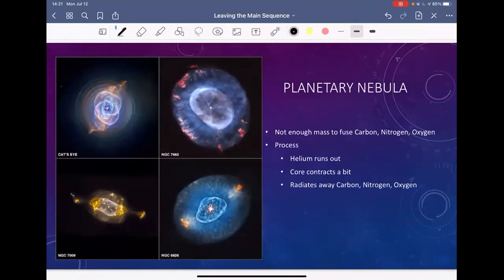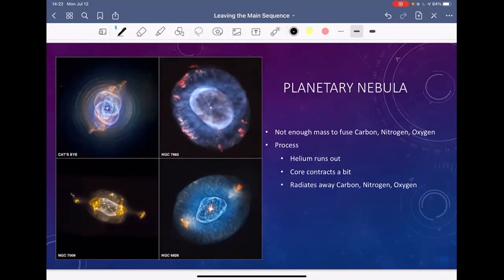If there isn't enough mass to fuse that carbon, the nitrogen, that oxygen inside the center of its core, then the outer layers of the sun just have to blow away. There's nothing else holding them there. There's no more fusion happening. The star is basically dead. The outer layers of the sun just start to float away into space because it still has a magnetic field. So it kind of blows it out as solar wind and releases it into space. That's what a planetary nebula is.